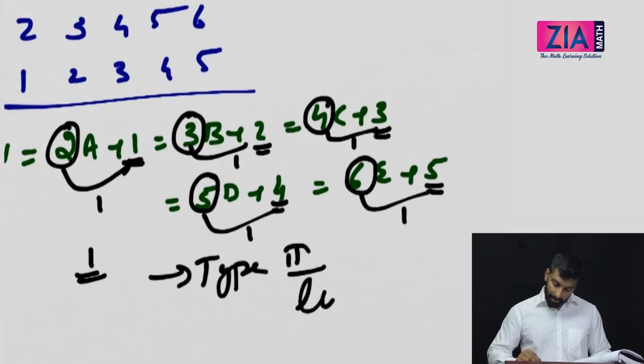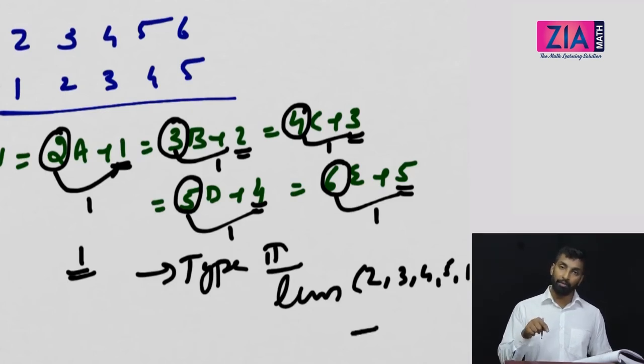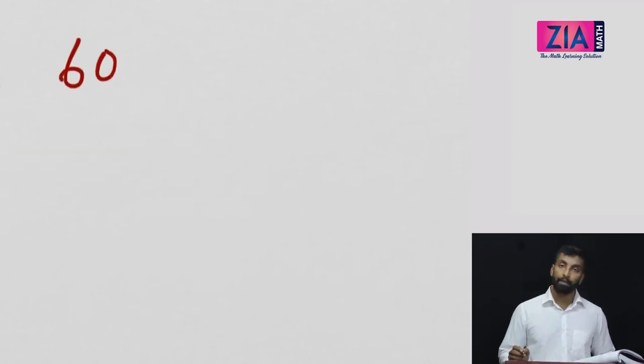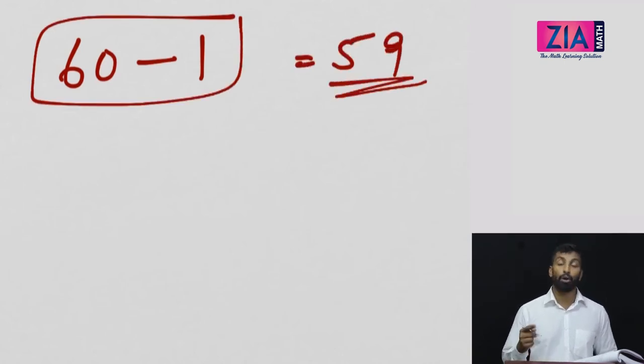What is your answer? LCM of all the divisors, here it is 2, 3, 4, 5, 6, right? Minus the difference between the divisor and remainder, the constant difference, that is nothing but 1. So if you take the LCM, what will you get? 60. LCM of 2, 3, 4, 5, 6 is 60. Your answer is 60 minus 1, that is 59. Not the answer, rather, the first possible number is 59.